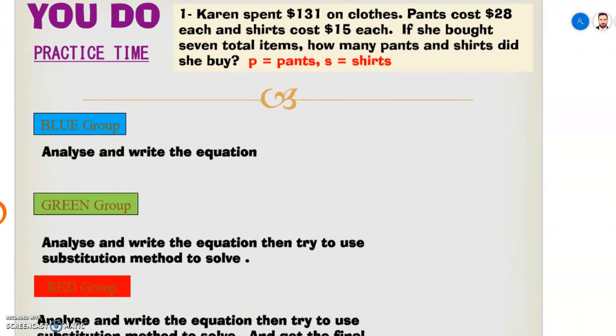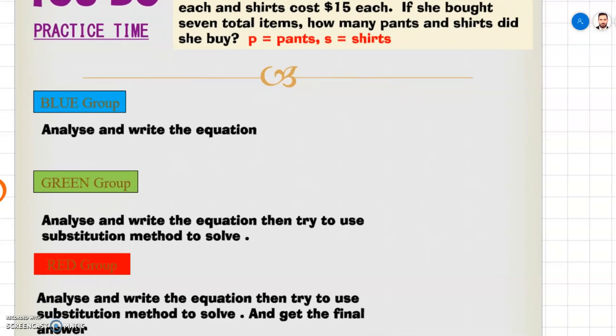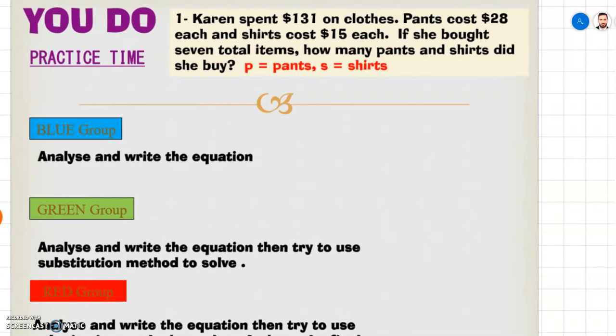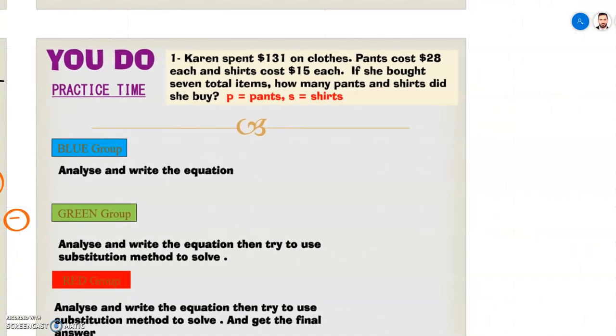You do questions, and this question is an independent task. You should do it by yourself, guys. Read your question very well. I know that I did a similar question, so you don't have to go back to the similar question. Just try to test yourself by translating and analyzing here. For blue group, please analyze and write. Green group, analyze and write the equations and try to use the substitution method. And here, red group, analyze and write it and try to get the answer. For here, just an independent task.